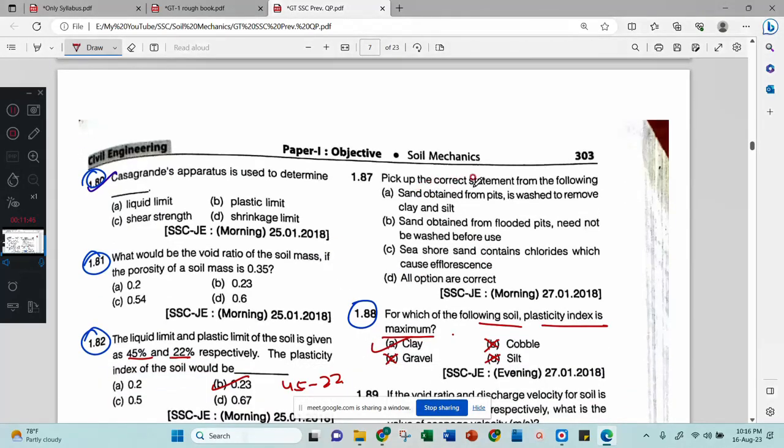Pick up the correct statement. Sand obtained from pits is washed to remove clay and silt. Correct. Sand obtained from flooded pits need not be washed before use. No. Seashore sand contains chlorides, salt, which cause efflorescence. Correct. Therefore, D is correct.